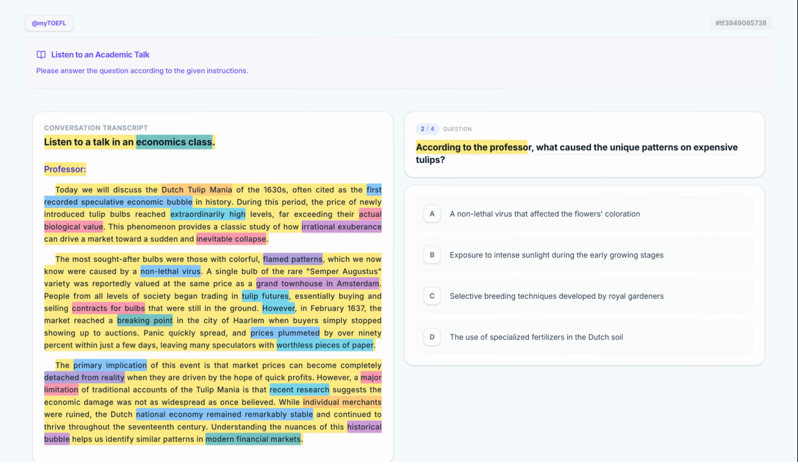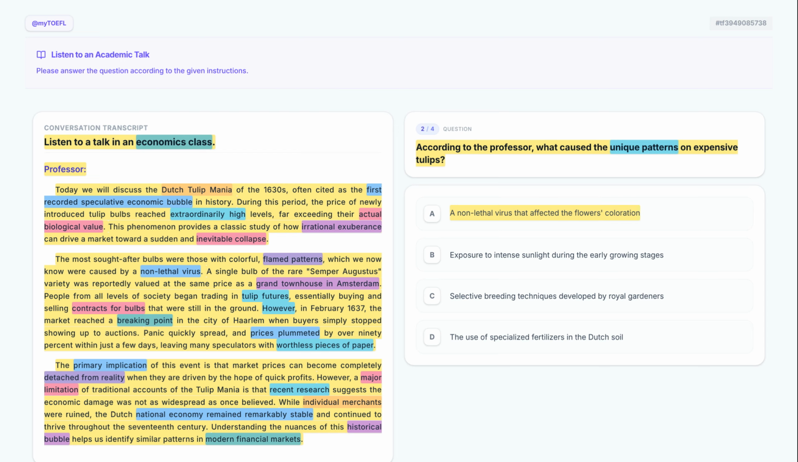According to the professor, what caused the unique patterns on expensive tulips? This question focuses on a specific detail regarding the unique patterns of the flowers. We need to recall the biological cause mentioned in the second paragraph. Let's analyze option A, a non-lethal virus that affected the flower's coloration.